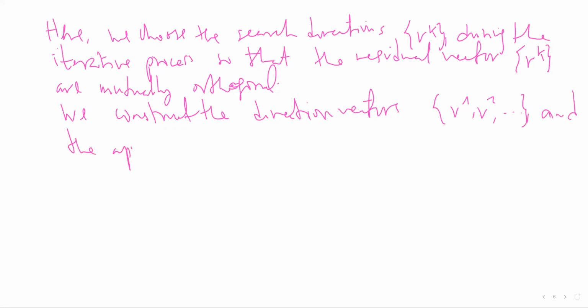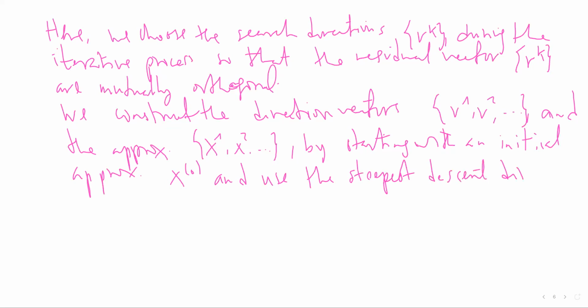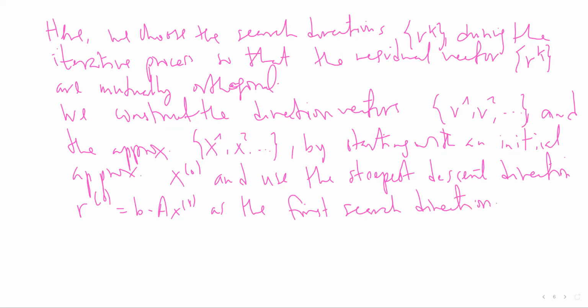And the approximations X1, X2, and so on, by starting with an initial approximation X of 0. And then we use the steepest descent direction R naught is equal to B minus AX naught as the first search direction, V1.